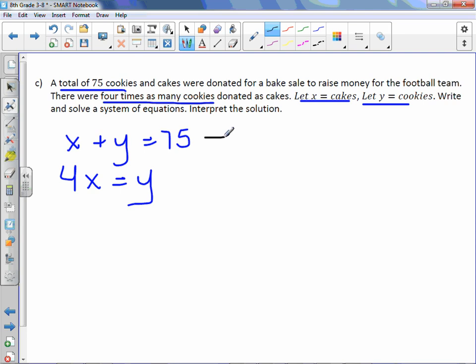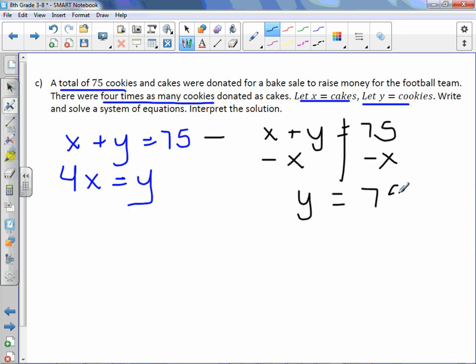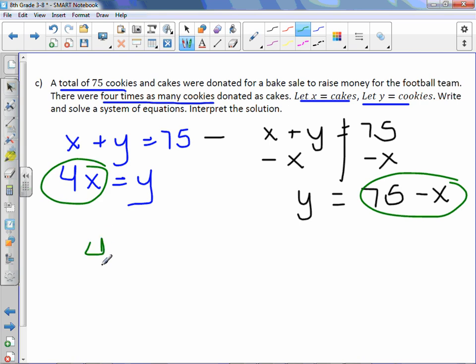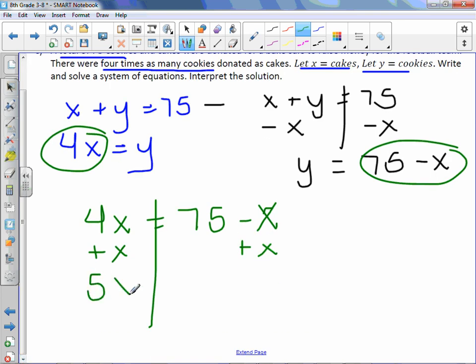Our first step is to get this one equal to y. So x plus y equals 75, minus x from both sides, we get y equals 75 minus x. Now we take this one and put them equal to each other. 4x equals 75 minus x. Solve the equation. Add x to both sides. Remember, that's really 1x. So 5x equals 75. Divide by 5.